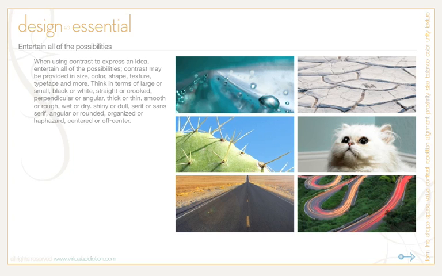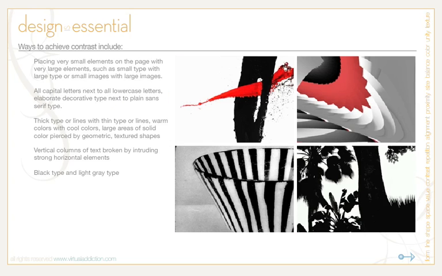Think of architecture. Contrasting materials used in buildings, like chrome against concrete. How many combinations of contrast can you spot in your day-to-day life? It's all around you. Contrast occurs when two or more elements look dramatically different from one another.